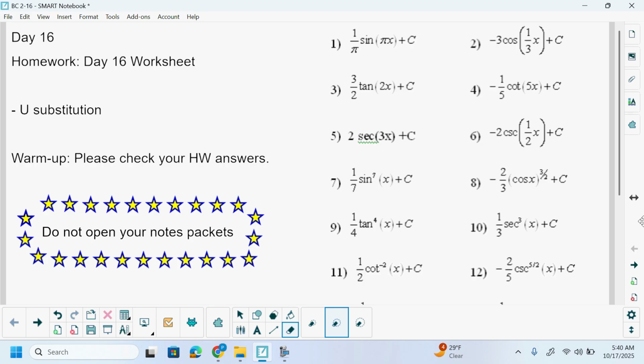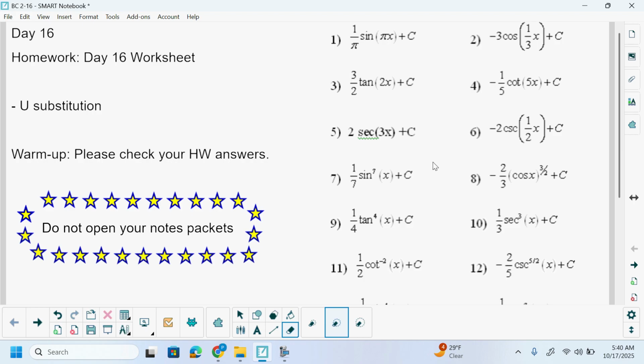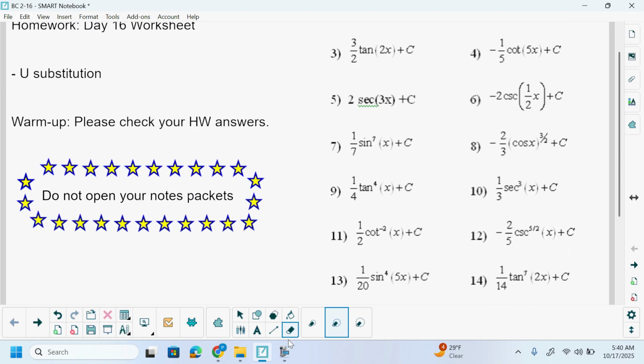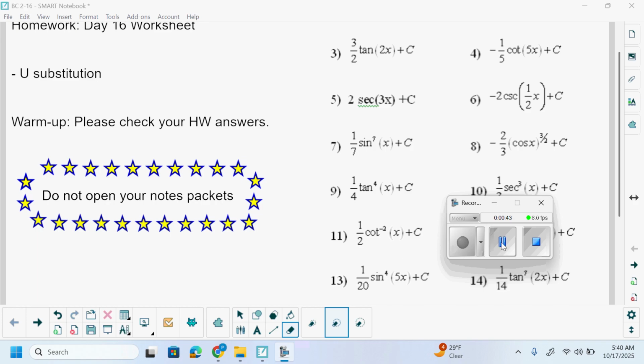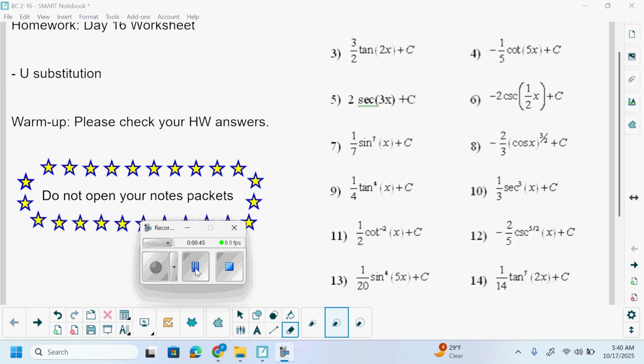Homework is the day 16 worksheet, which is in your packet. Do not open your notes packets yet. Here are some of the homework ones for you to check, and we will scroll down momentarily to check the other couple. So I'm going to scroll down so you can see 13 and 14, and we're going to pause the video for 1 minute for you to check all of your answers.